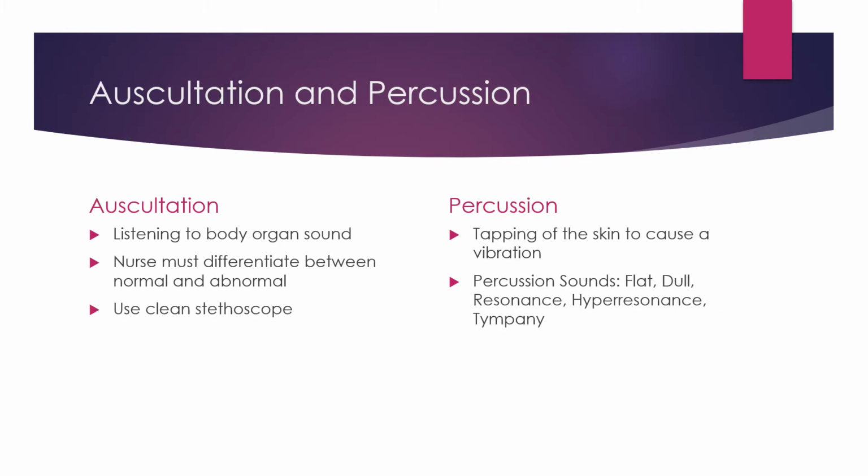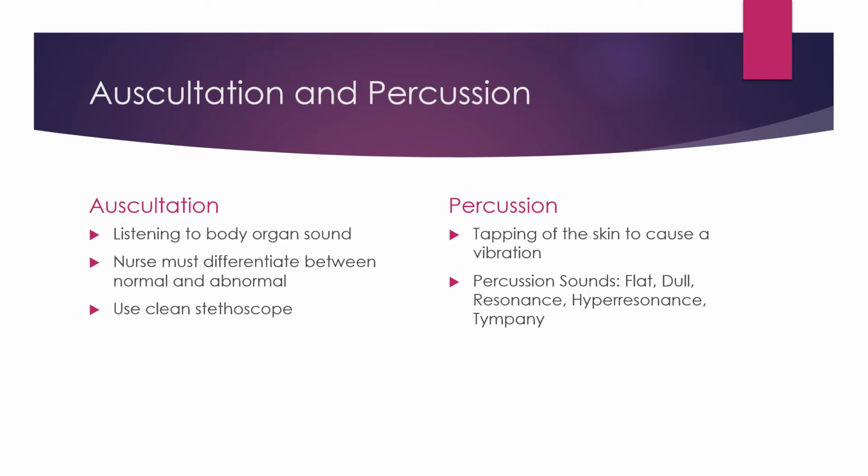Auscultation and percussion. With auscultation, you're going to listen to the body organ sounds. You're going to auscultate the respirations, the bowel sounds, and the heart sounds. And as the nurse, you must be able to differentiate between normal and abnormal. Always remember to clean your stethoscope in between patients. It's something that can be overlooked, but the stethoscope can carry many organisms, and you can infect a patient from contact with a stethoscope that's been used on another patient. So make sure to use rubbing alcohol or follow your policy and procedures for that institution as far as what you're cleaning your stethoscope with.